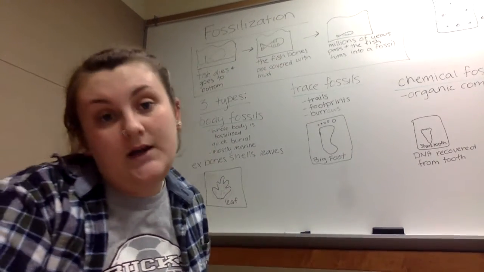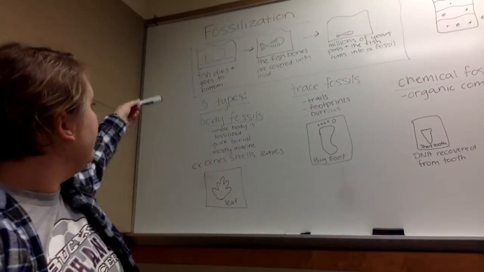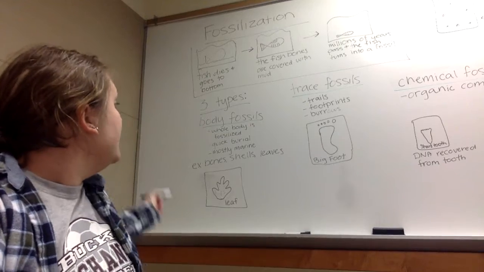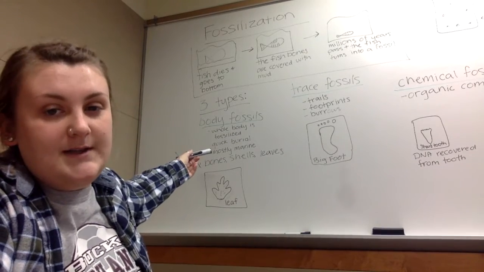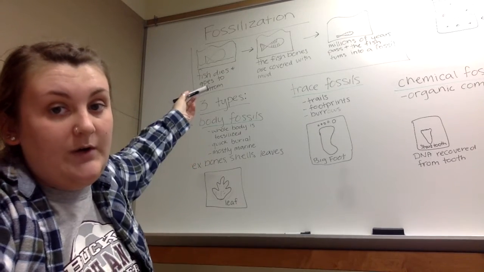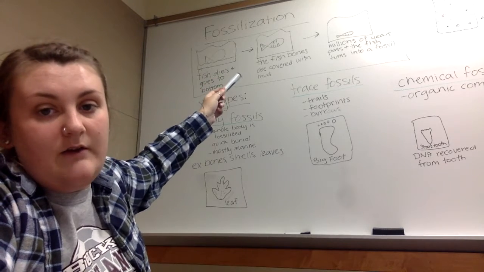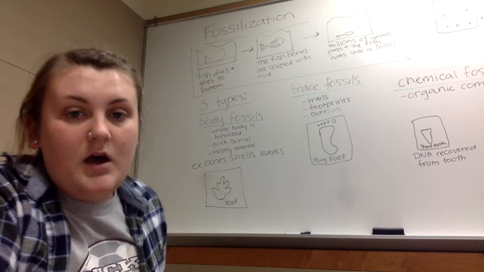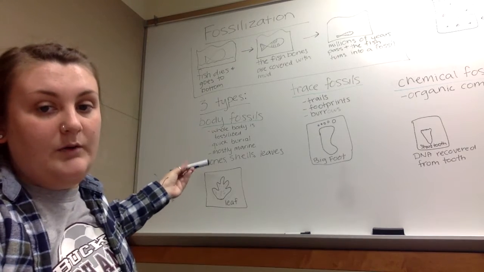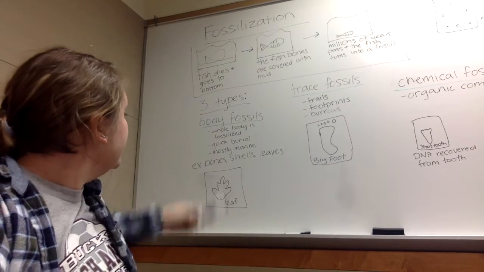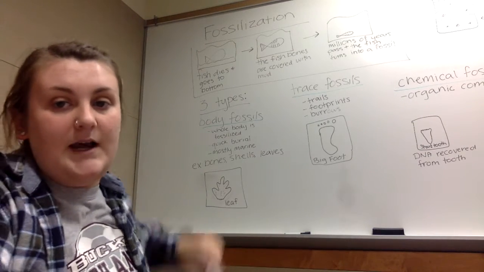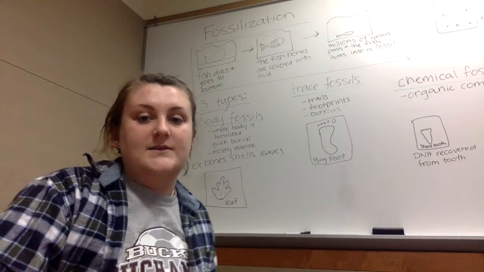So there are three main types of fossils. There are body fossils, and that is where the whole body is fossilized. Usually it's a quick burial, and mostly this happens in marine environments. The diagram above is of a body fossil. Some examples of body fossils are bones, shells, and leaves. As you can see right here, that is a picture of a leaf fossil.